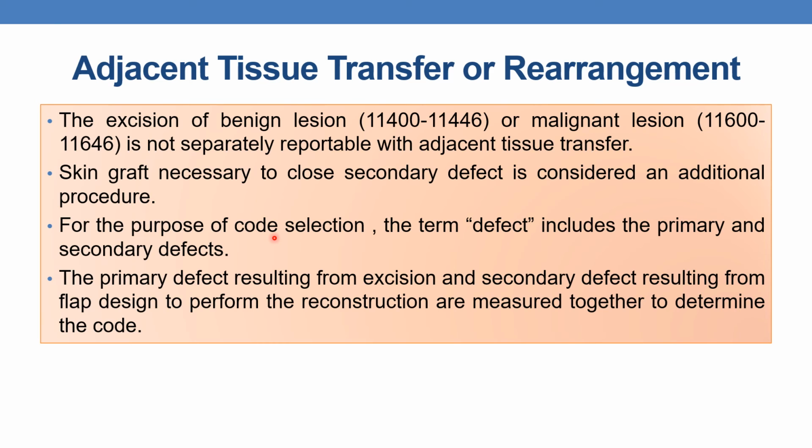For the purpose of code selection, the term defect includes both primary and secondary defects. The primary defect resulting from excision and the secondary defect resulting from flap design to perform the reconstruction are measured together to determine the code. So both primary defect and secondary defect are measured together for the purpose of code selection.